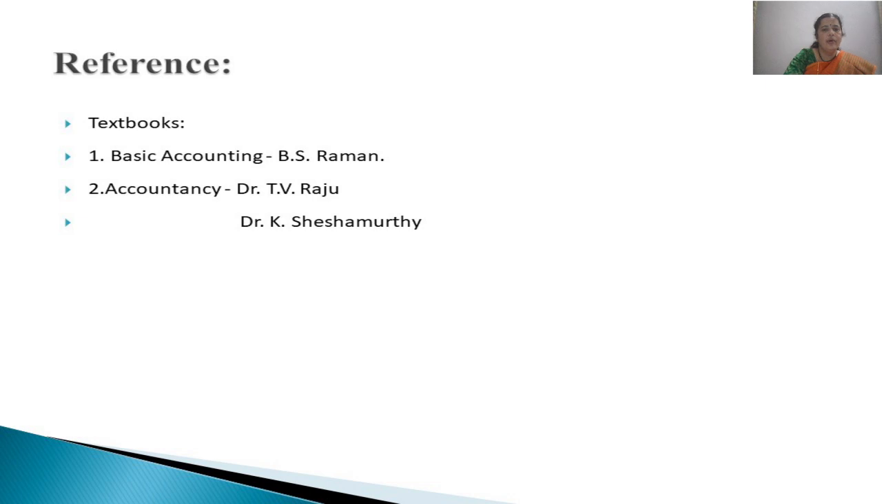And if you want to have further readings on this, maybe the theoretical aspect, or maybe if you want to solve a few more sums from the textbooks, these are the books I referred to while preparing this material: Basic Accounting by B.S. Raman and Accountancy by Dr. T.V. Raju and Dr. K. Sheshmurthy. You can also refer to this book.